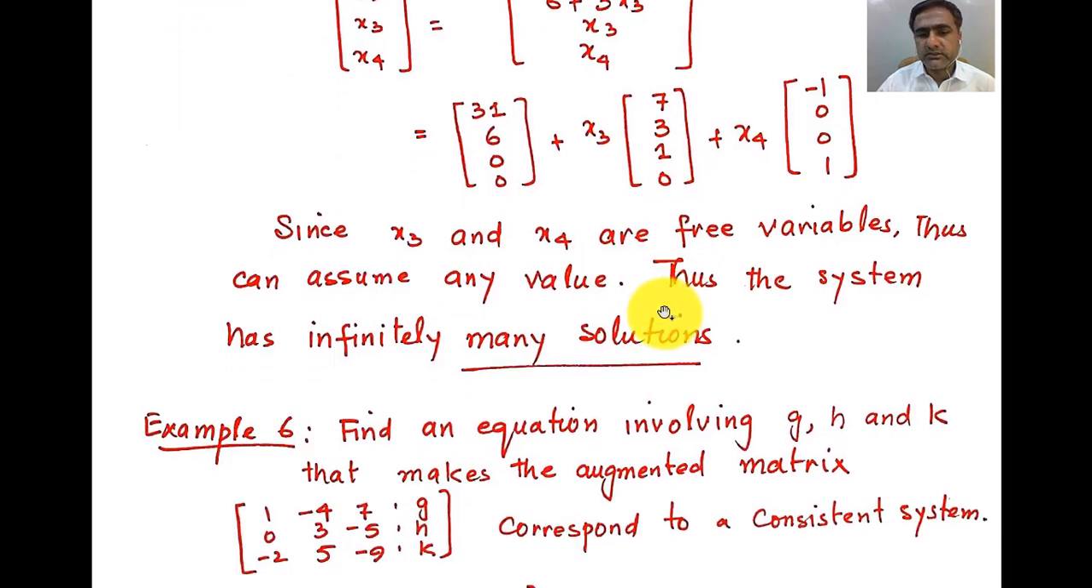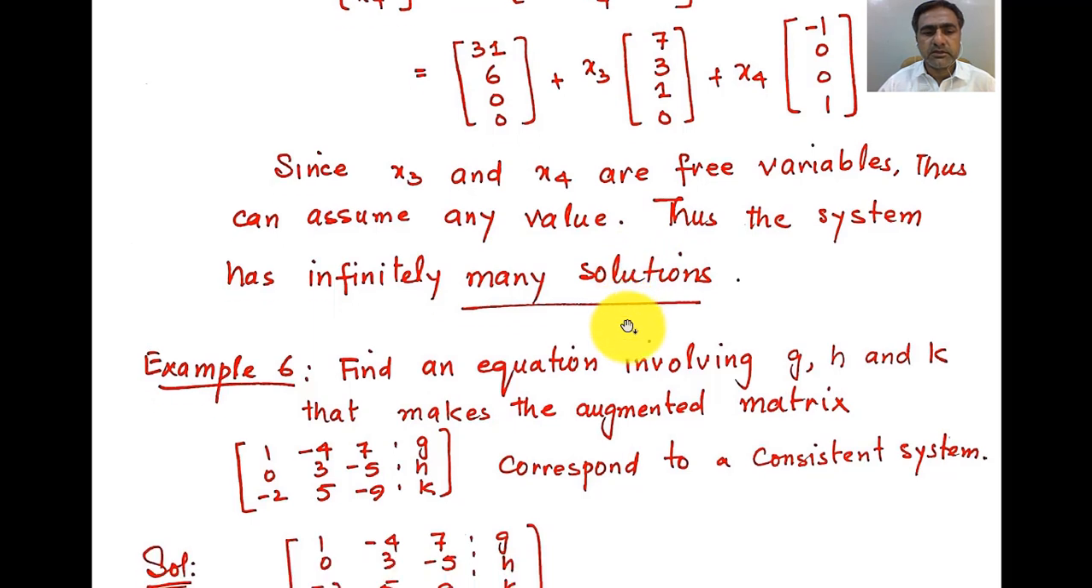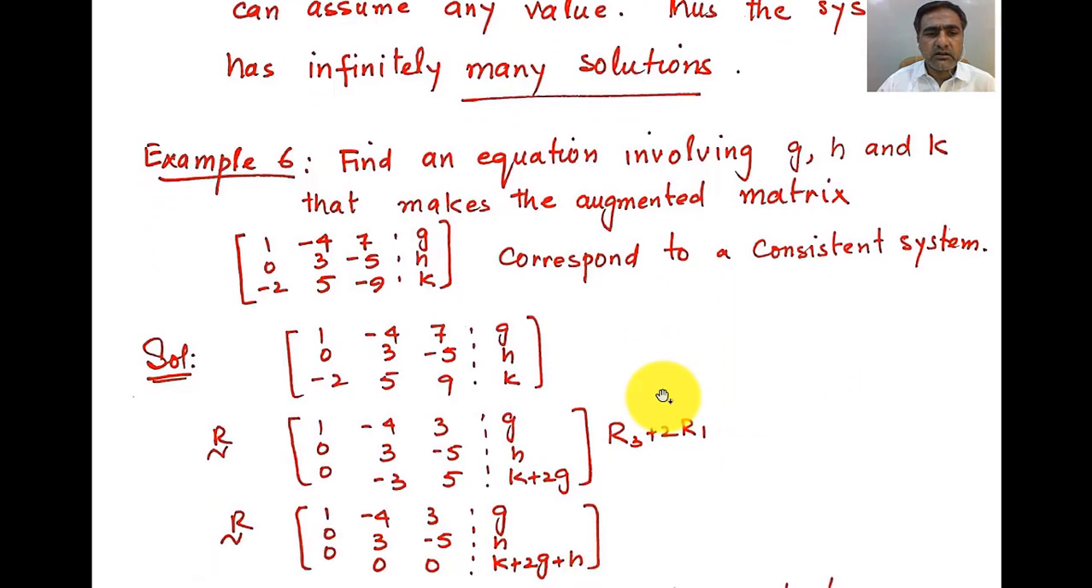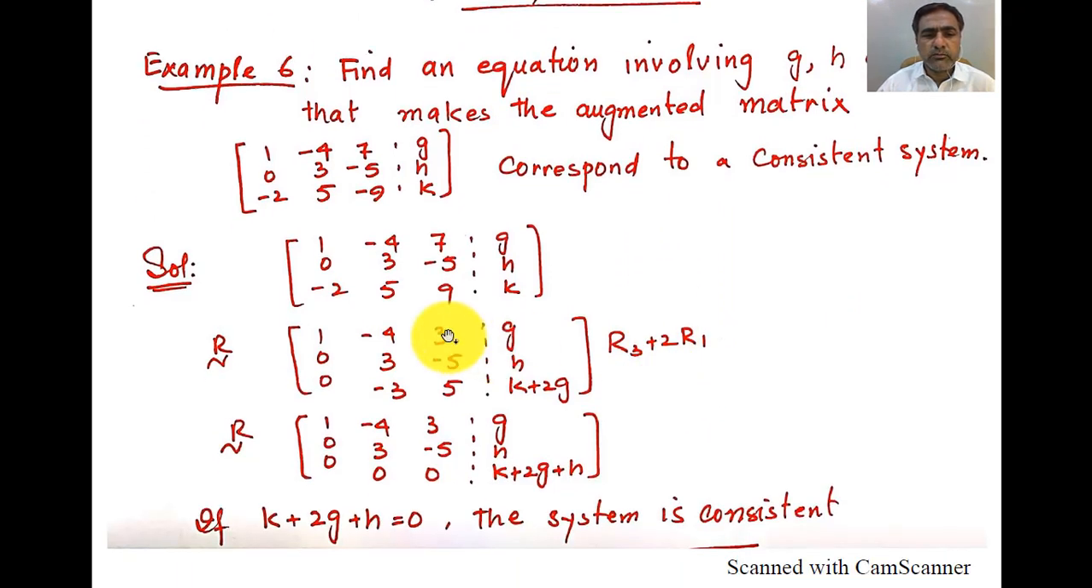You can do so many things with systems. For example, I have a very general system, and now I want to determine the values on the right hand side so that the system is consistent. So the example is: find an equation involving G, H and K that makes the augmented matrix correspond to a consistent system. The idea is very simple. Reduce this augmented matrix to an echelon form matrix. I perform these two operations, and the entries are G, H, and the last one is K plus 2G plus H.